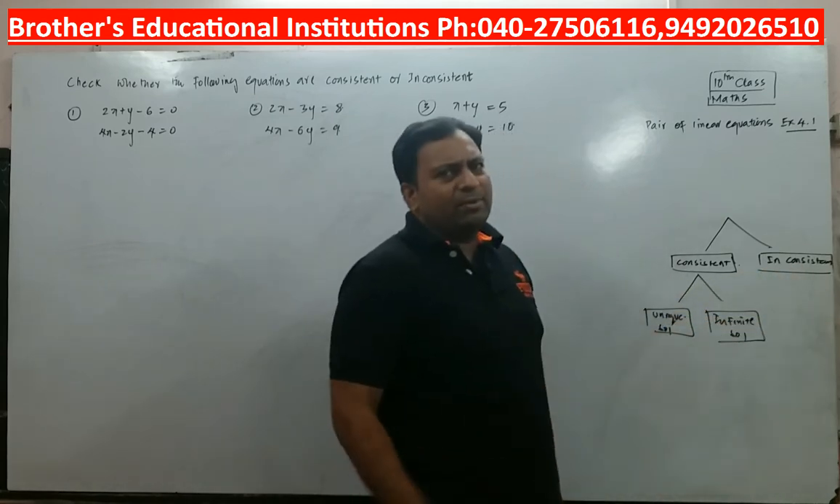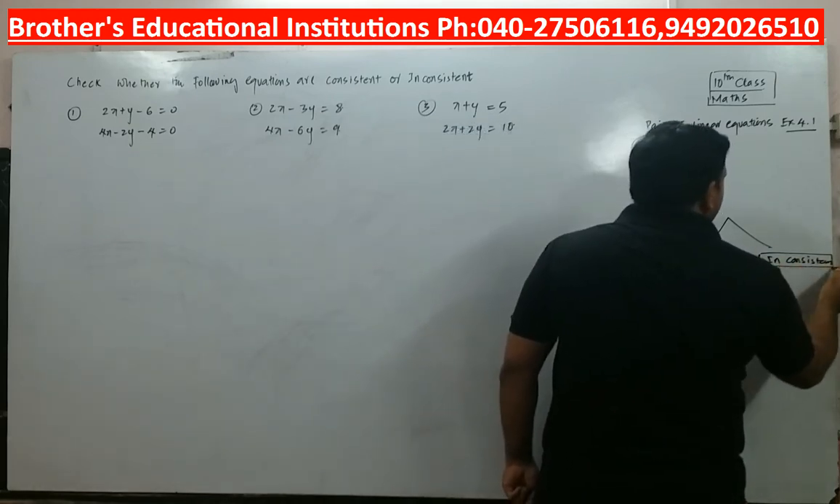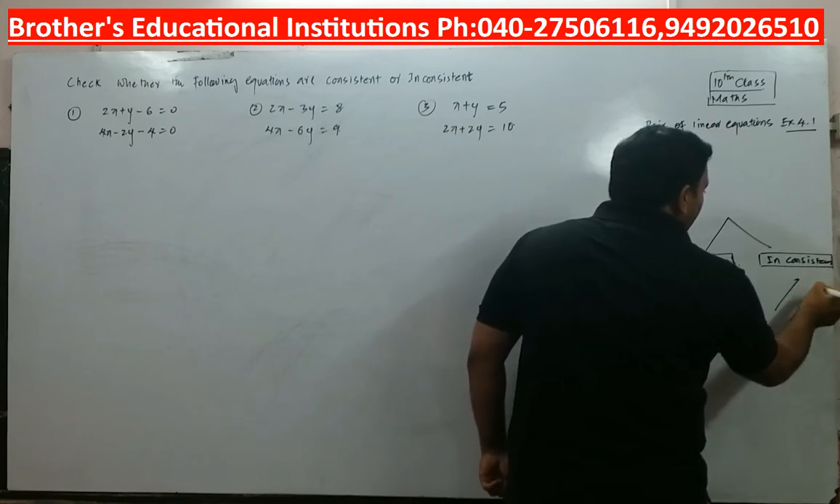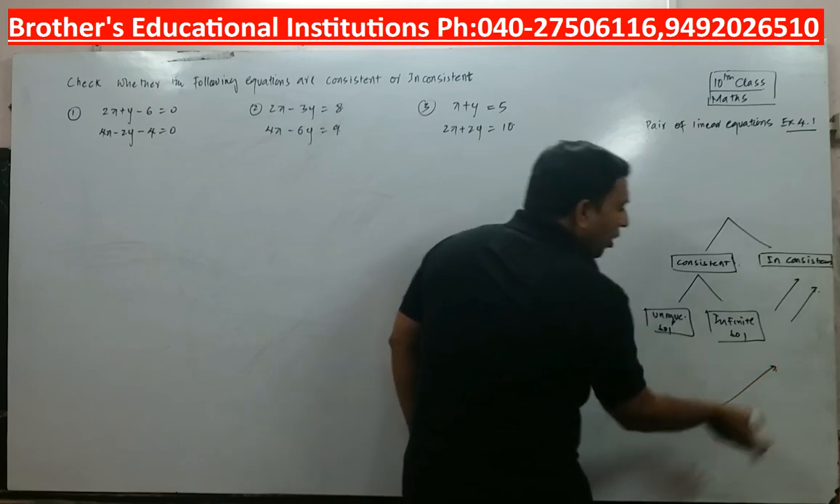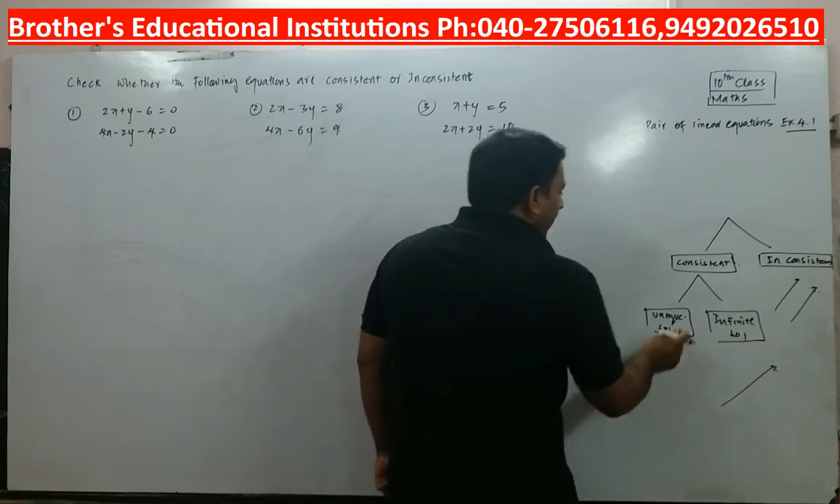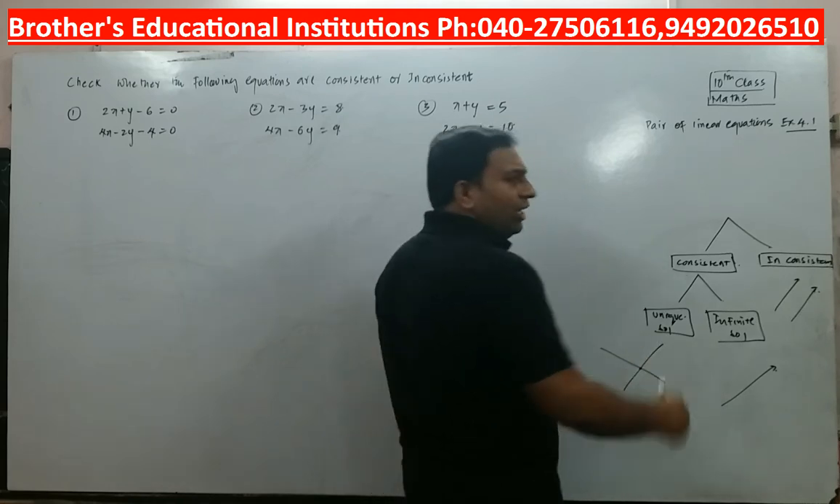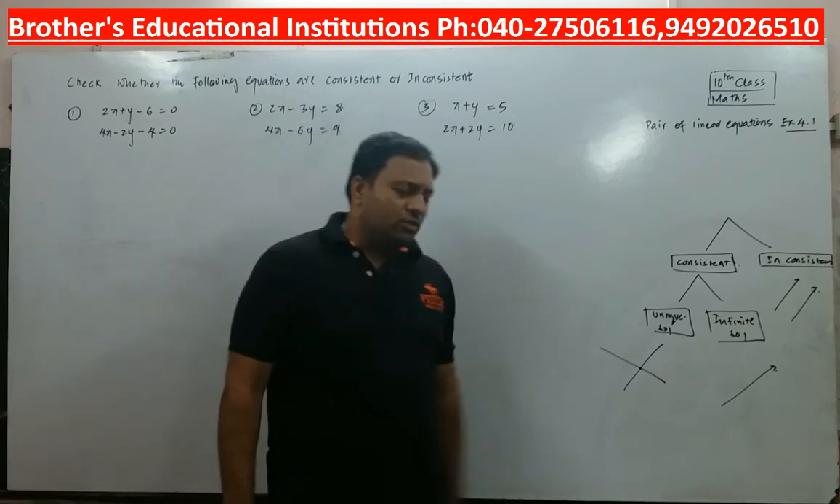And we have described this with respect to graph that the inconsistency will be there in the case of linear equations which are parallel, and infinite solutions will be there if linear equations are overlapping on one another, and unique solution will be there if two equations are intersecting each other. I hope you understood this.